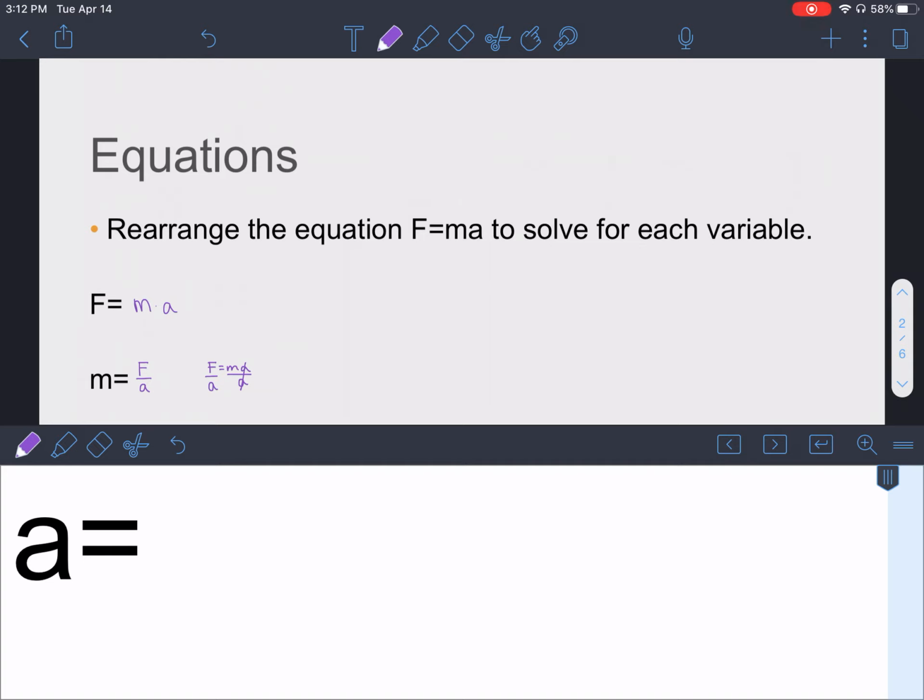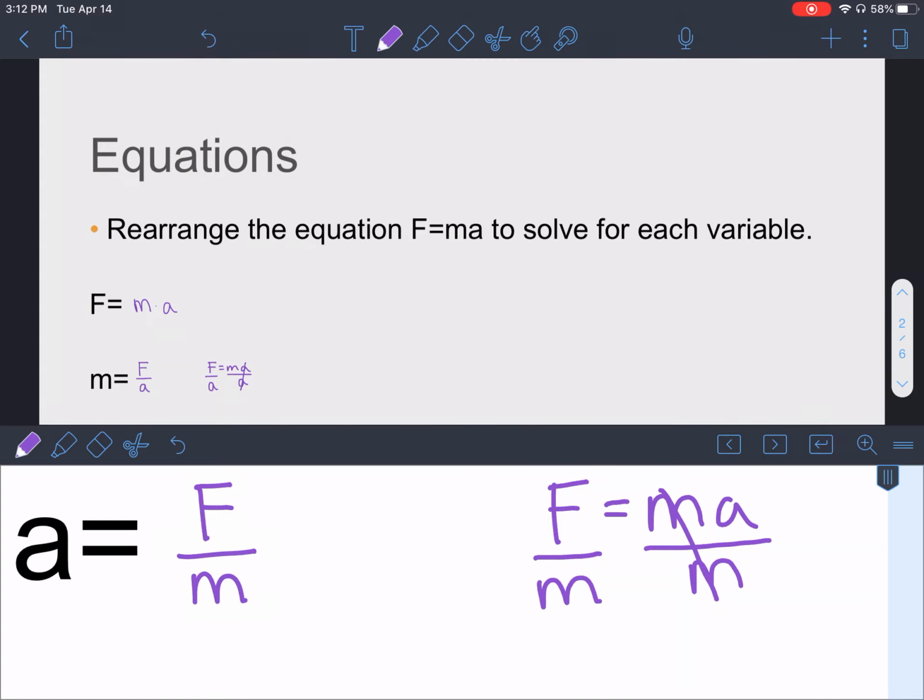For solving for acceleration, a very similar format. We need to cancel out the multiplication between mass and acceleration by dividing. What you do to one side, you have to do to both. Therefore, acceleration is equal to force divided by the mass.